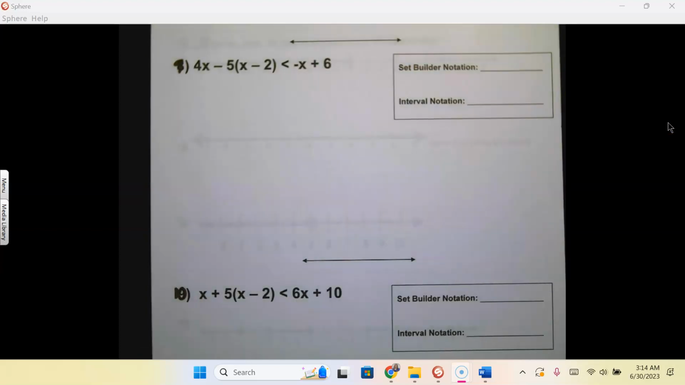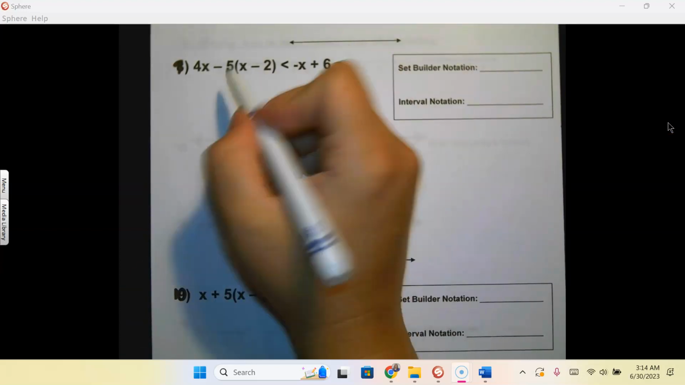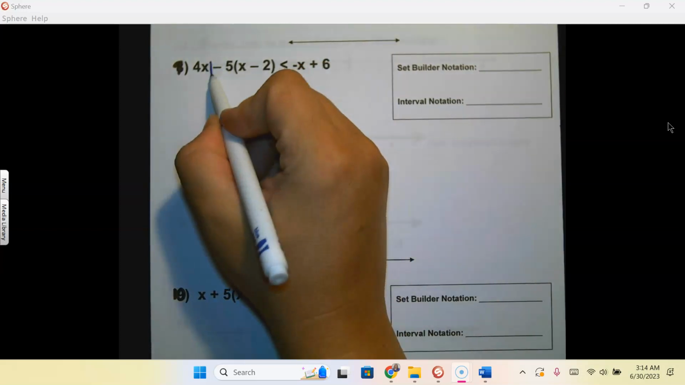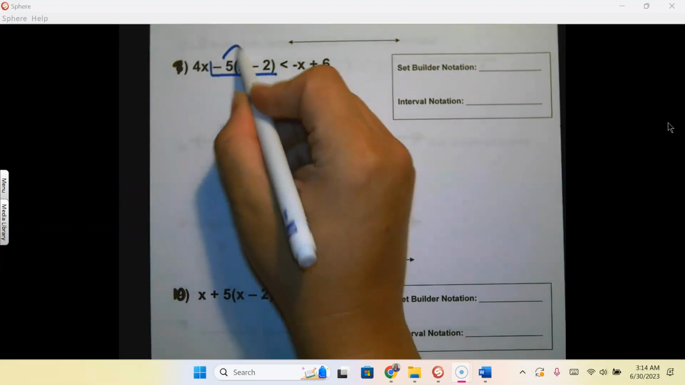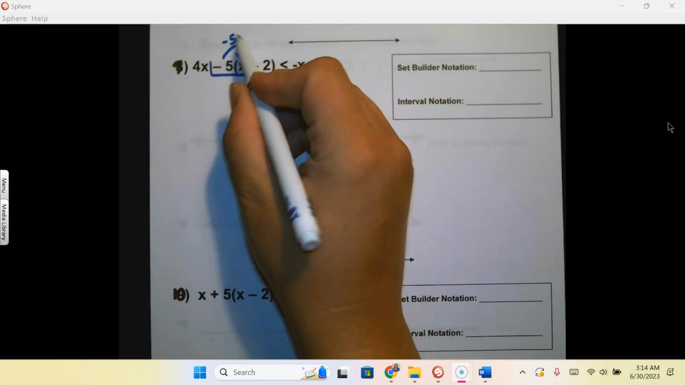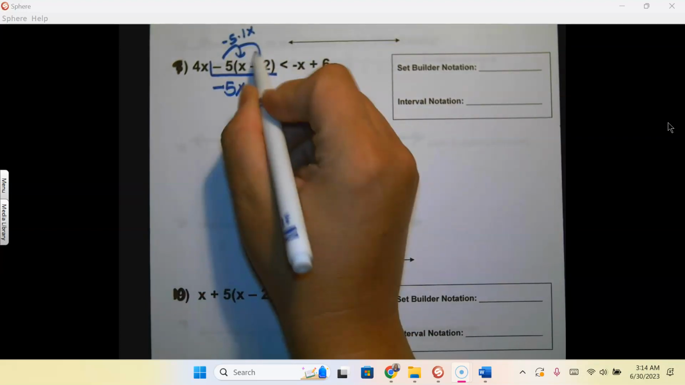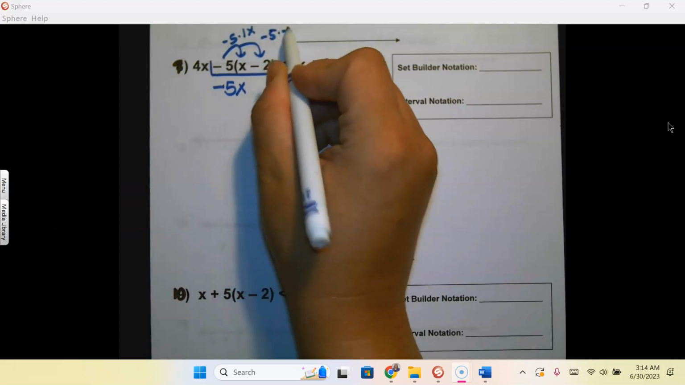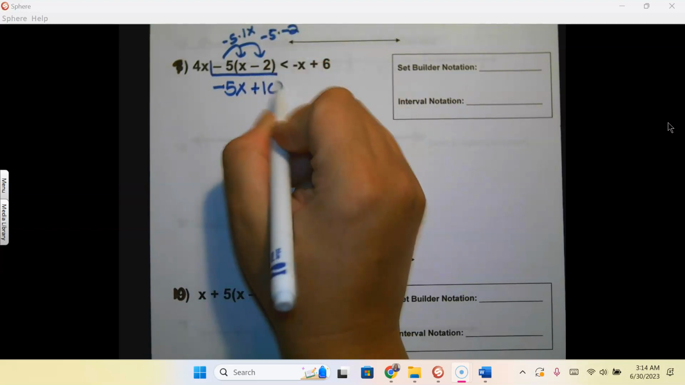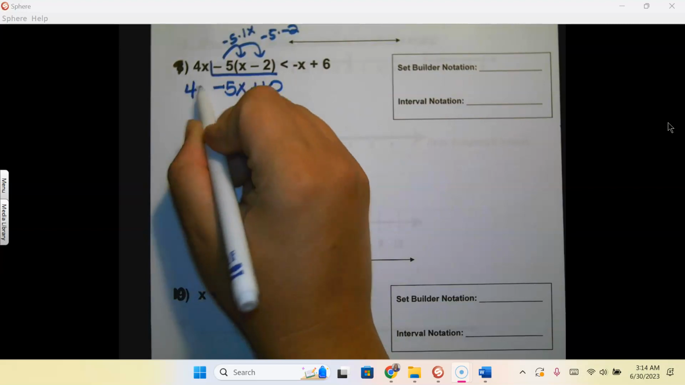Alrighty, so let's go ahead and try this one here. So we're going to simplify first. So this is negative 5 times 1x, so that's negative 5x. And then we have negative 5 times negative 2, that's positive 10. And we're going to bring down the 4x.